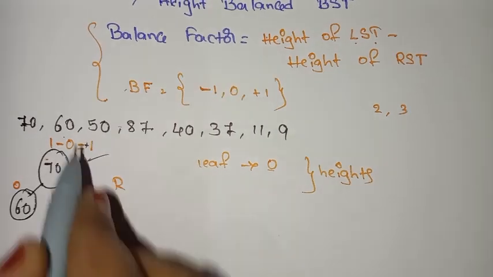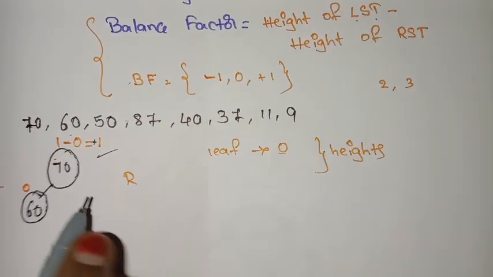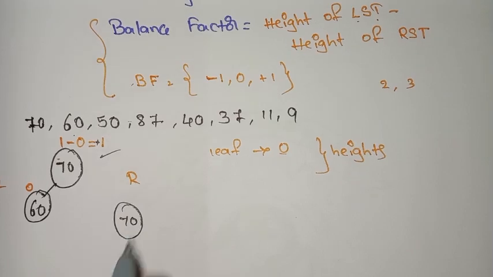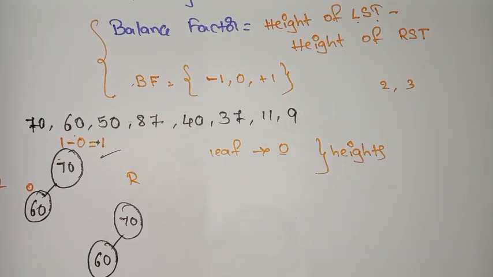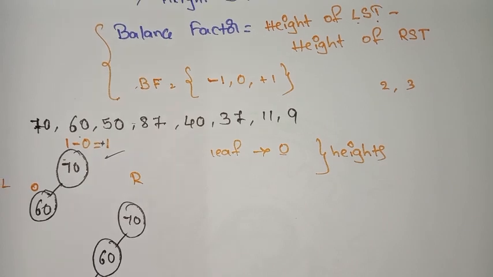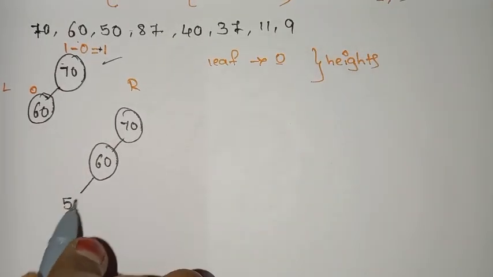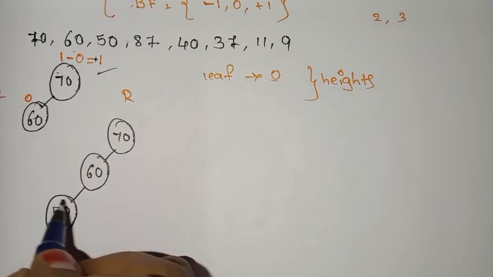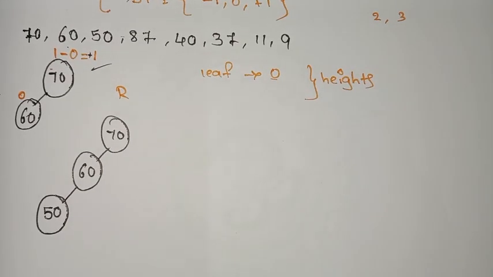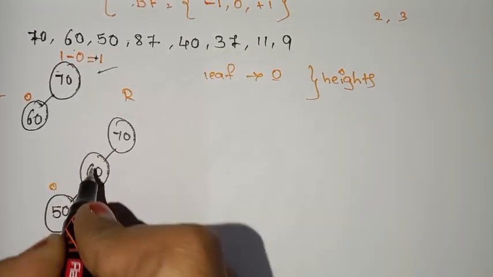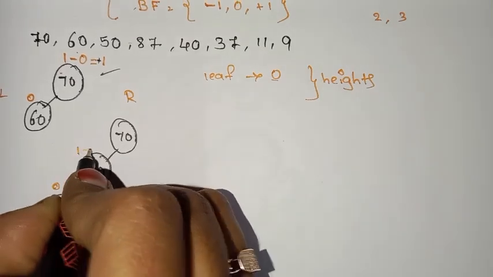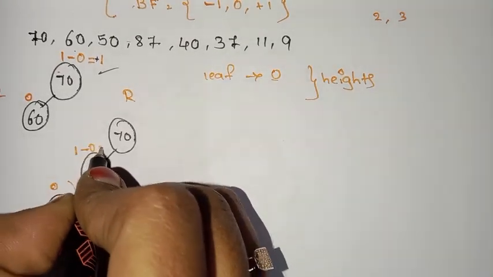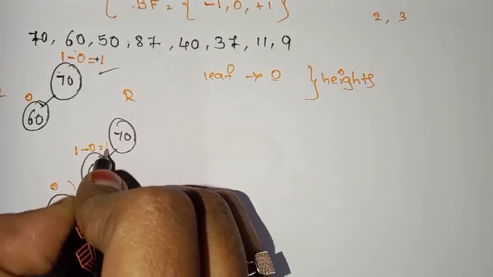Now again, I am going to insert 50. How will it happen? 70 and then 60. 50 is less than 70, so it will move here, and it is also less than 60, so again it will move to the left side. Again I am going to find the balancing factor. This is a leaf node, so it is 0. Then the next node has a left subtree of 1 and doesn't have any right subtree, so it is 1 minus 0, and the answer is 1.